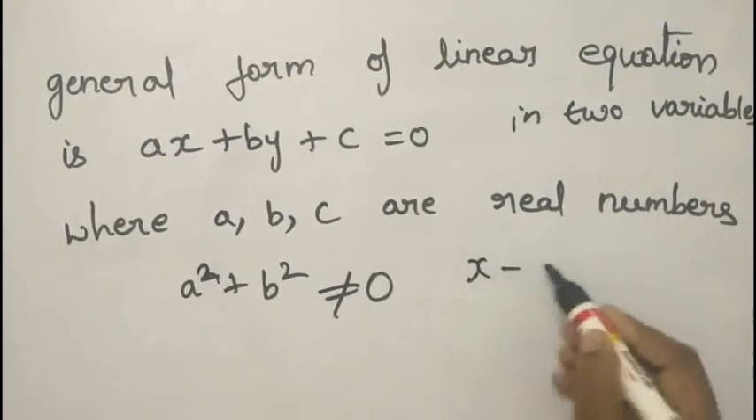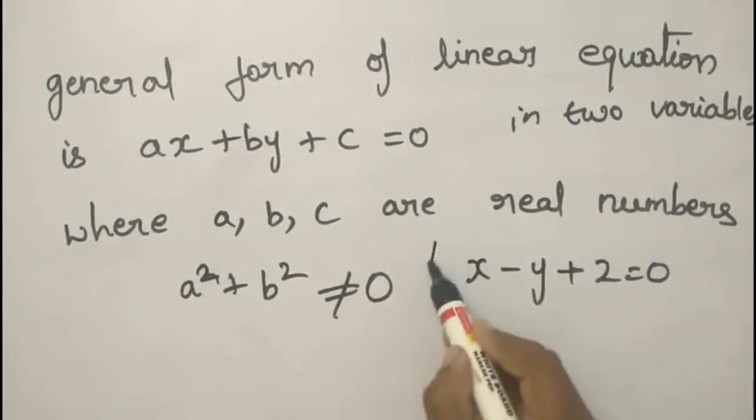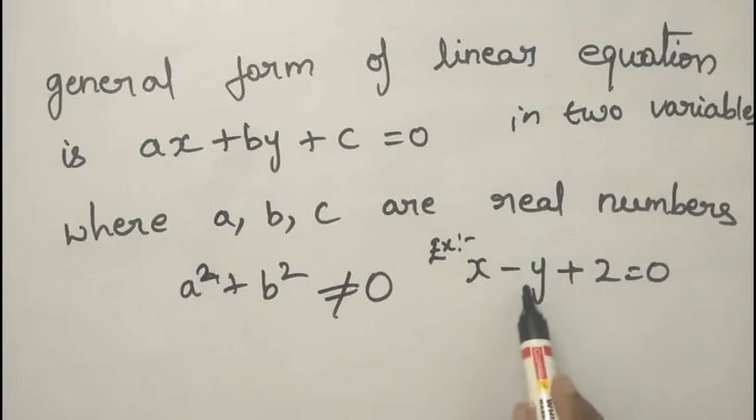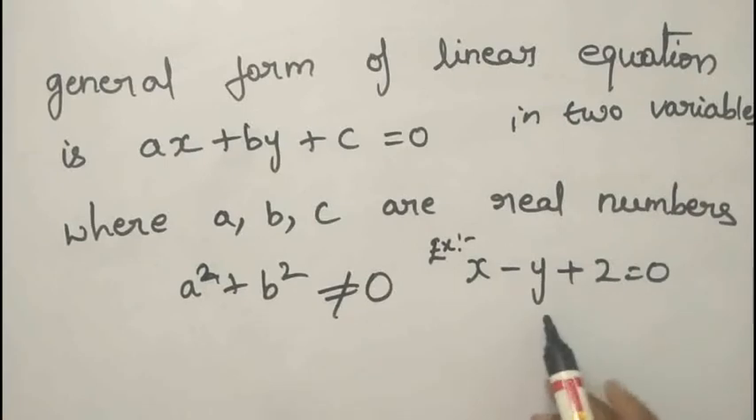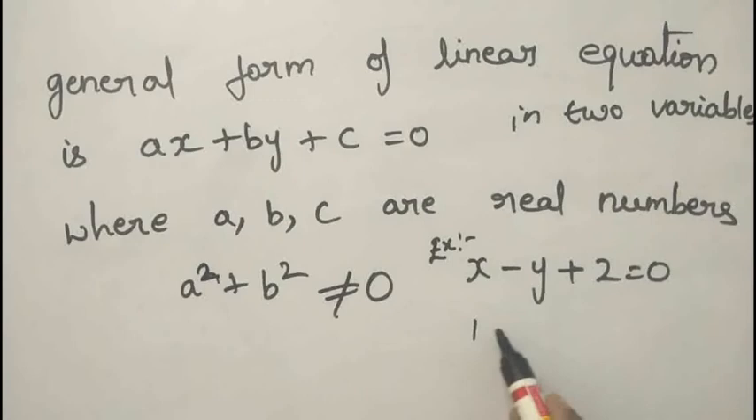Suppose this is a linear equation in two variables: x minus y plus 2. We can say this is a linear equation because here 1, minus 1 and 2 are real numbers. A, B, C are real numbers. And one more condition is that both A and B should not be 0. If we take 1 and minus 1 and add them, this becomes 0.